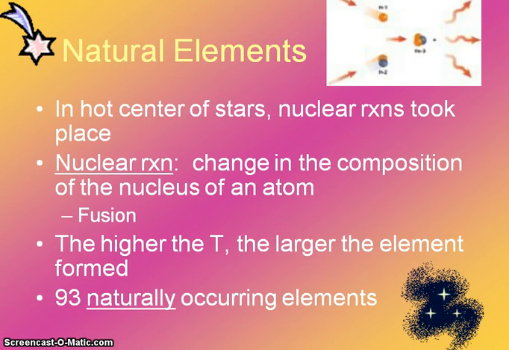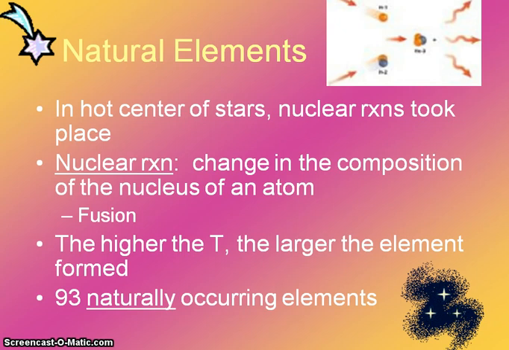Now, in those very hot centers of the stars, that's where nuclear reactions can take place. And nuclear reactions are just a reaction that involves the change in the composition of the nucleus of an atom. One type of nuclear reaction is a fusion reaction, and that's how many of these elements came to be, by fusing multiple hydrogens and heliums together to form larger atoms. The higher the temperature is, the larger the element that can be formed.